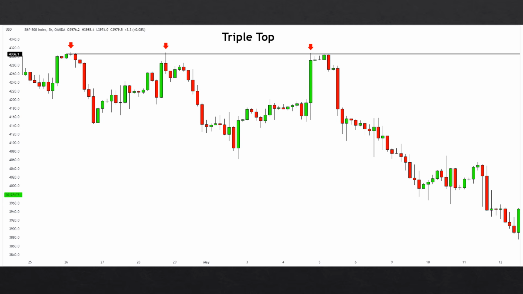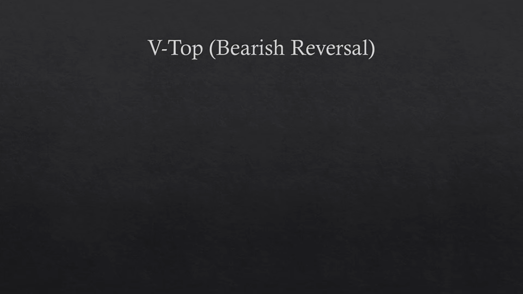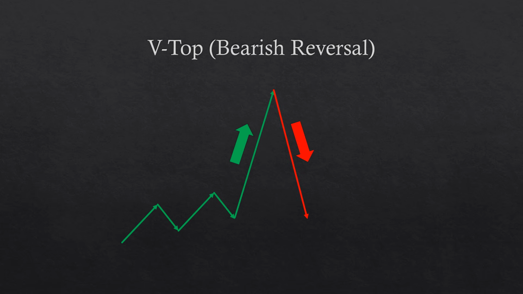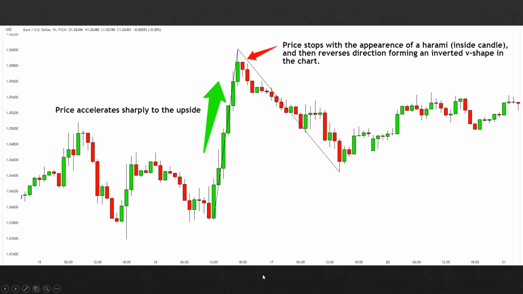Another interesting chart pattern that is not so famous, but it can be very reliable, is called V bottom and V top. The V top is a bearish reversal pattern that is characterized by a sharp acceleration to the upside that is immediately followed by a sharp acceleration to the downside. In this chart, you can see an example of a V top. Notice how the sharp acceleration to the upside is immediately followed by an acceleration to the downside.